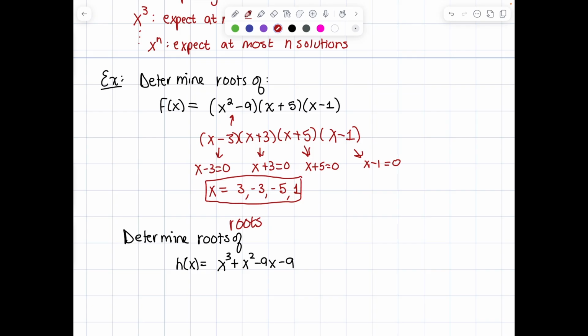And if you notice, this is an x to the 4th polynomial, so this is a 4th degree polynomial, and I got 4 solutions. So keep that in mind.